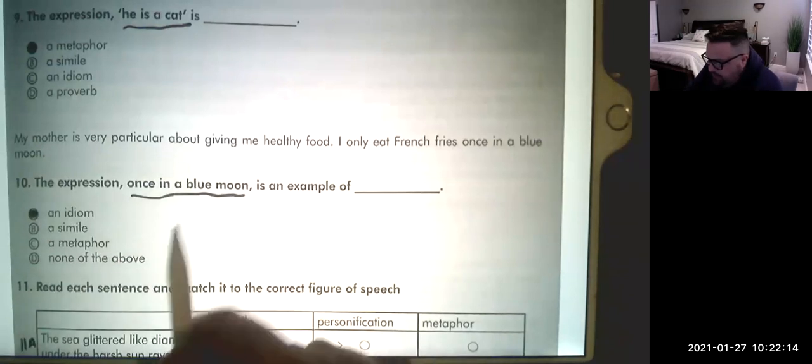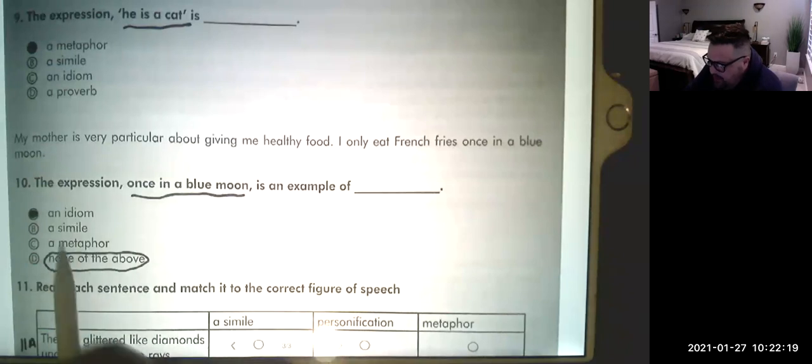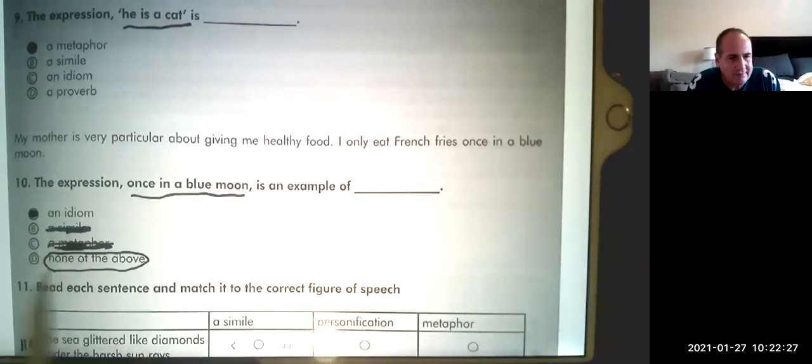But I will tell you, Mr. Spina, you might get D, none of the above, if you weren't sure. But you guys should be able to see "once in a blue moon" doesn't make a comparison, and it doesn't make a comparison using like or as, right? Right. So you should have been down to A or D, but it will be A. Make sure you get A for number 10. We'll talk more about that.